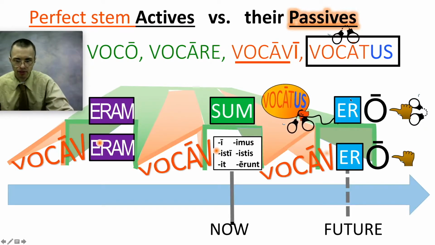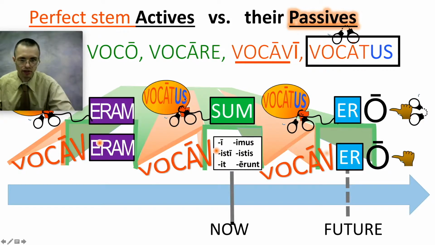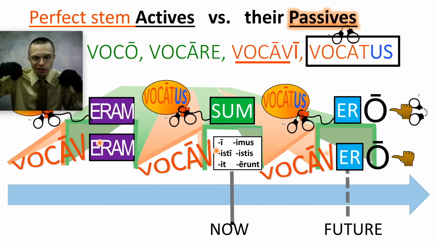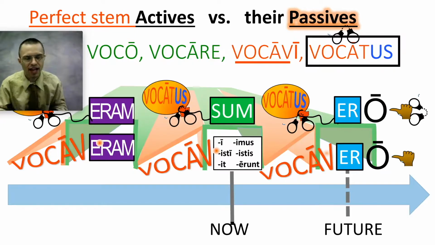So here are the passives of each of these tenses: I will have been called, I was called, I had been called. However, notice that these are two separate words. This term here, the fourth principal part, is called a participle. It is an adjective, called. I am called. But as you can hear, it has verbal content inside of it. And that idea of an adjective with verbal content inside of it is what a participle is.